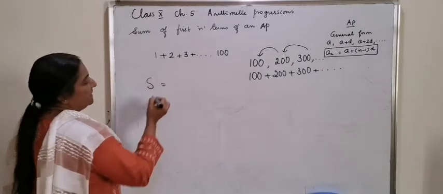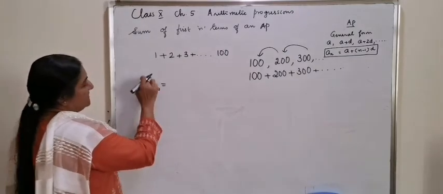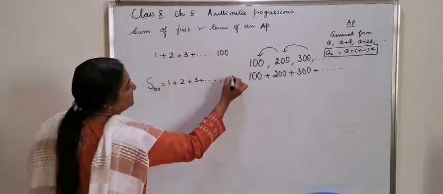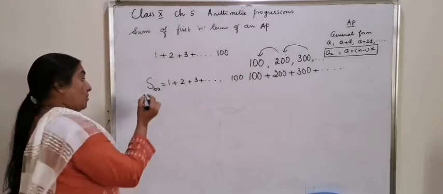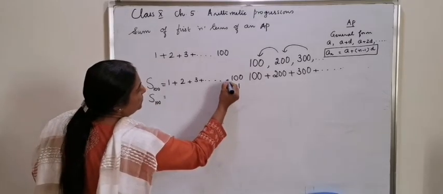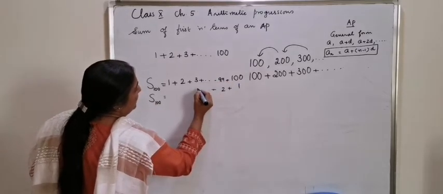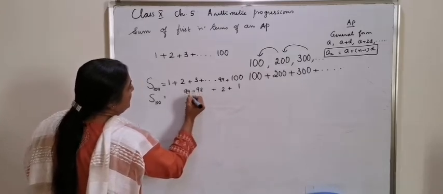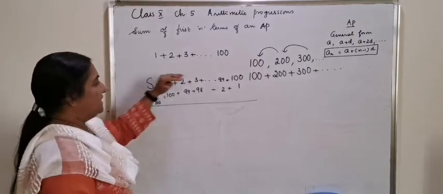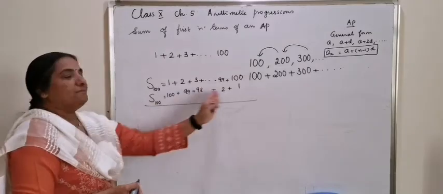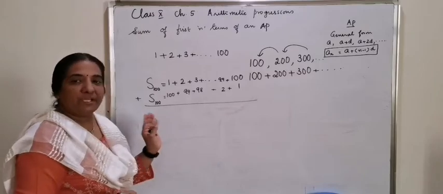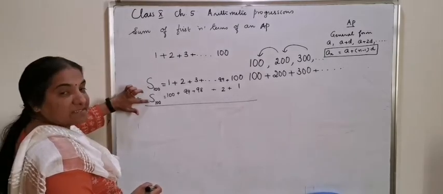Sum of the first 100 numbers, S100, he wrote it as 1 plus 2 plus 3 etc. up to 100. Once again he arranged it as 100 plus 99 plus 98 etc. down to 3, 2, 1. That means he arranged first in the forward counting, then in the backward counting. Now adding both the equations, he formed two equations.